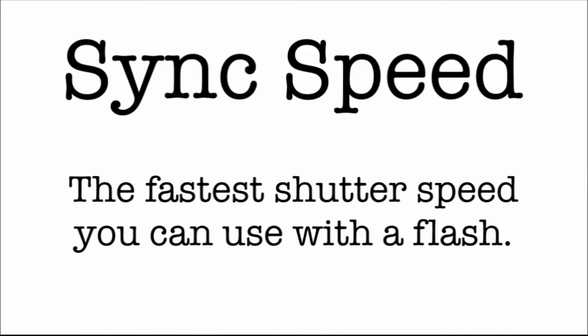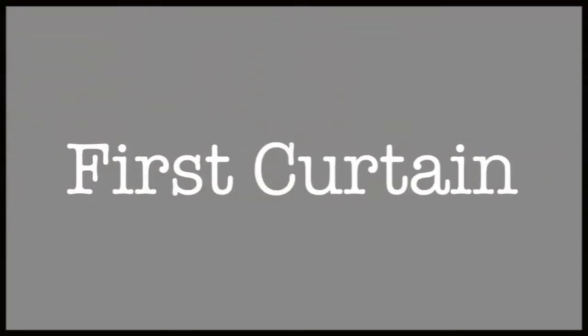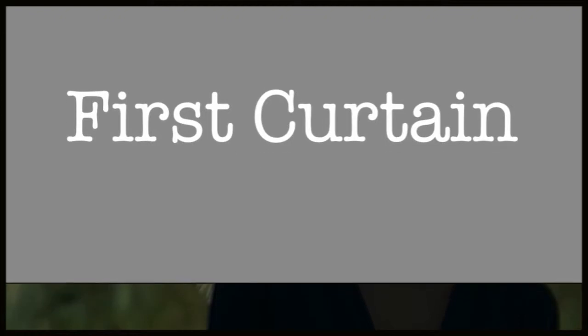Let's take another look at your camera's shutter, this time with a flash in the mix. When your camera's shutter speed is set to sync speed or slower, a few things happen. When you push the shutter release button, the first curtain opens, and as soon as the first curtain is fully open, the flash fires. Then the second curtain closes.